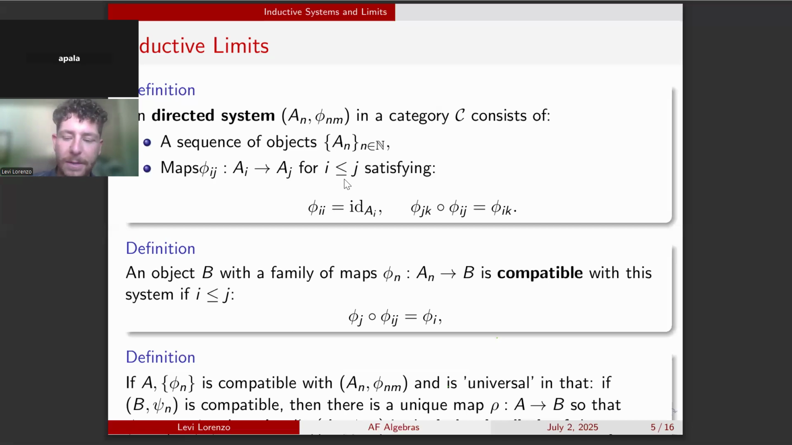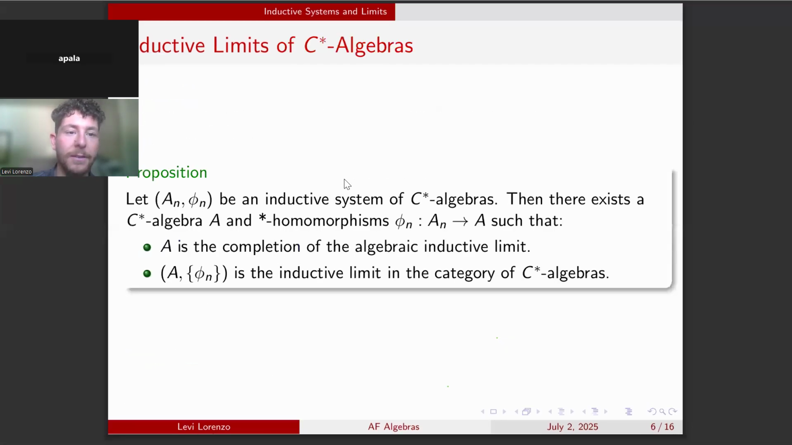Okay, inductive limits of C-star algebras. Basically, inductive limits don't exist in every category, but they do exist in the category of C-star algebras. If we have an inductive directed system of C-star algebras, then we can always find a new C-star algebra with maps to make it the inductive limit.